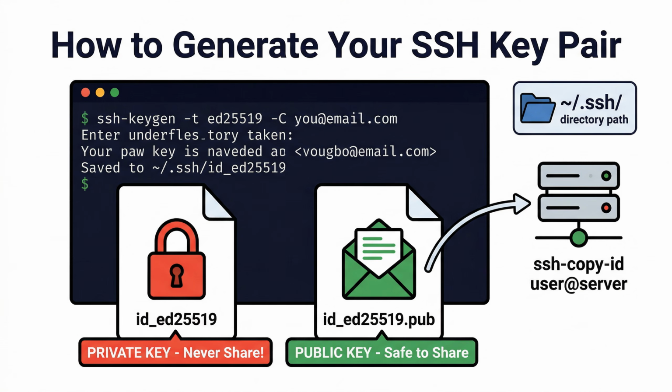You'll be asked where to save it. The default is your home directory in a hidden .ssh folder. You can also set a passphrase for extra protection. This generates two files, id_ed25519, your private key, keep this absolutely sacred, and id_ed25519.pub, your public key, which you can freely share.